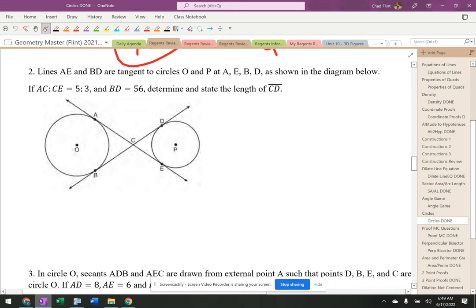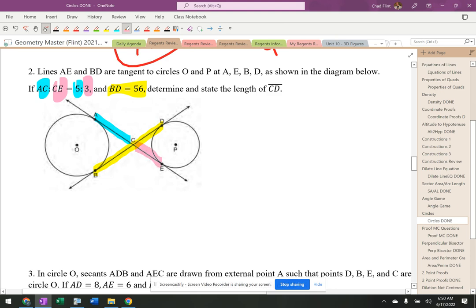These questions were very, very popular for a hot second with these Regents exams. They haven't been back lately, but there's still something I like to talk about when we're reviewing. So we've got BD right there. All right. And then it says we've got AC is a 5 and CE is a 3.